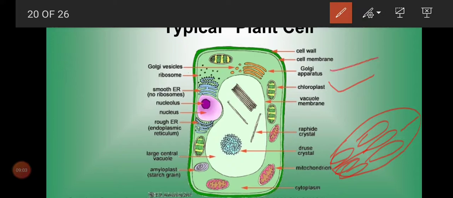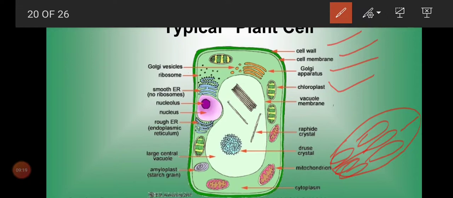What is the role of Golgi apparatus? Golgi apparatus will secrete some enzymes. What is the role of cell membrane? It is a selectively permeable membrane. What is the role of cell wall? It will protect the cell from any external condition.